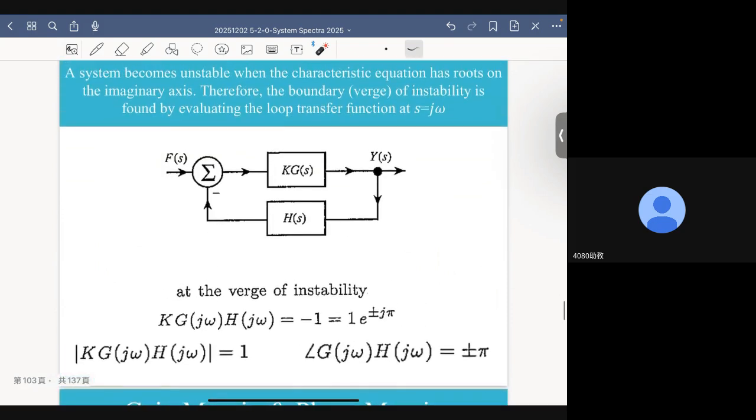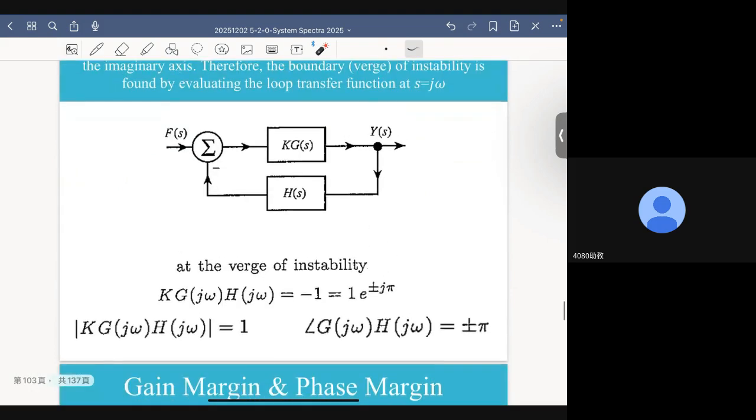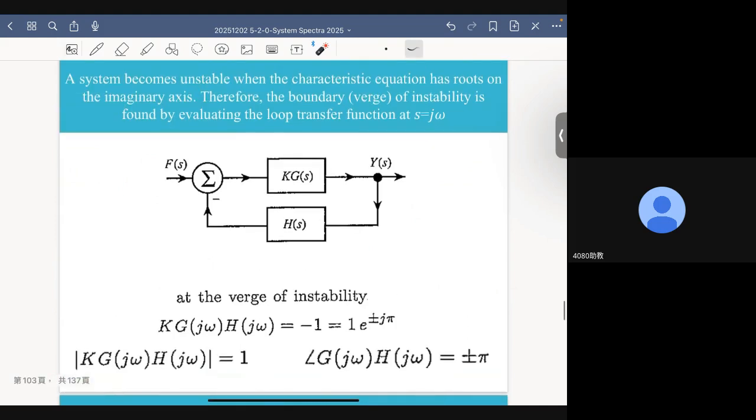Now, based on the idea that we used to plot root locus, we can now use that idea to understand where phase and gain margins come from, all right? Now, a system becomes unstable when the characteristic equation has roots on the imaginary axis, all right?